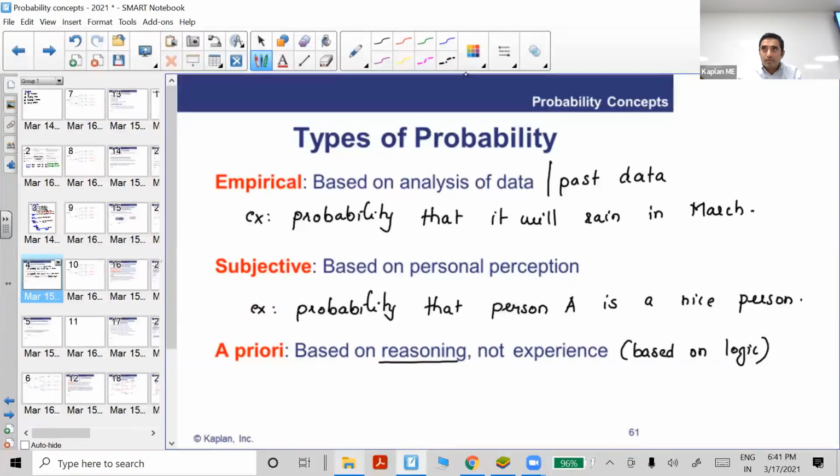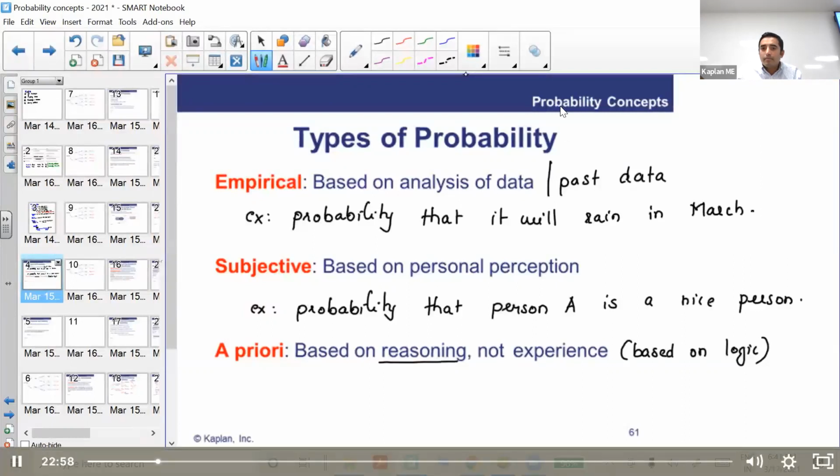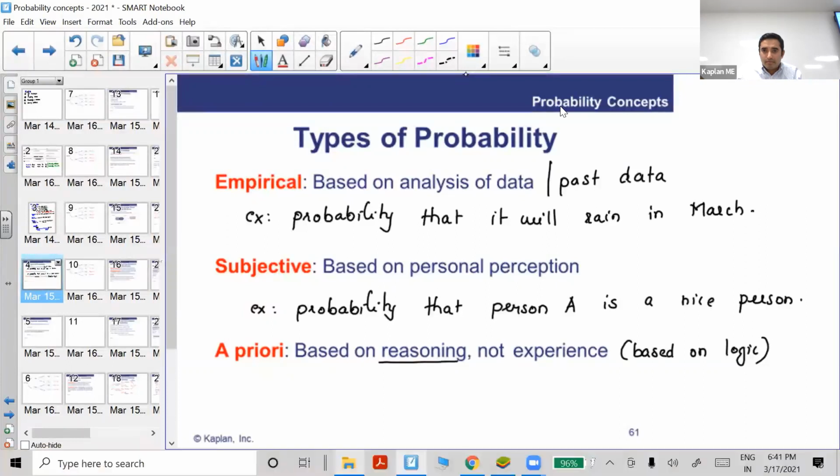Okay. You know logic, right? You know the shape of the coin. So it's one by two, purely because of your logic.